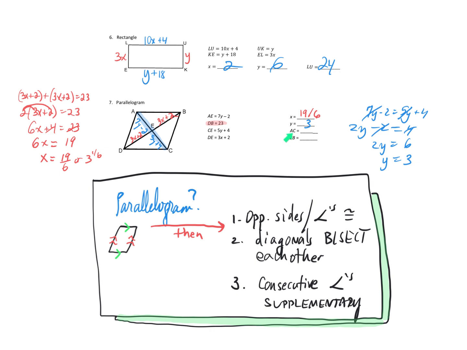Next, what about AC? Well, AC is the length of this blue diagonal. So if y is equal to 3, 5 times 3 is 15, plus 4 is 19. 19 and 19 is 38.